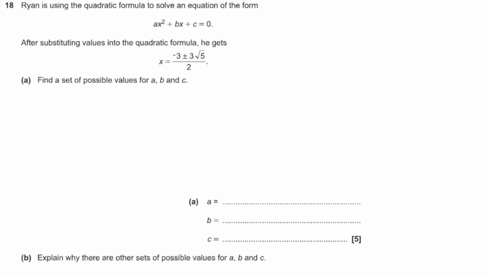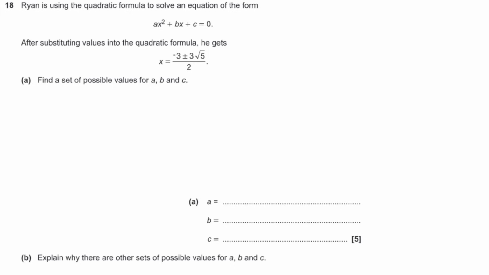Question 18. Ryan is using the quadratic formula to solve an equation of the form ax squared plus bx plus c is equal to 0. After substituting the values into the quadratic formula, he gets x equals minus 3 plus or minus 3 root 5 over 2. Find a possible set of values for a, b and c.